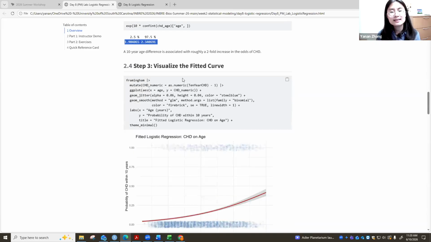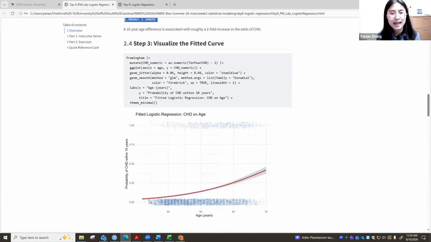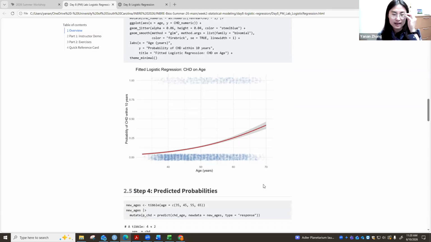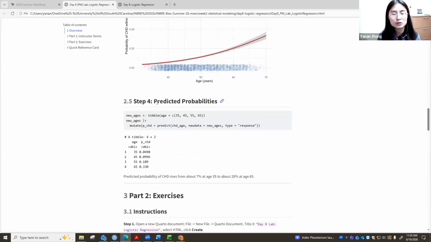All right, next, we can draw the estimated probability curve, which is estimated from our simple logistic regression. We can add those curves to our plot. And we can also get the predicted value for a person who is 35, 45, 55, or 65 years old. Okay. Now we use the function called predict and type equals response.